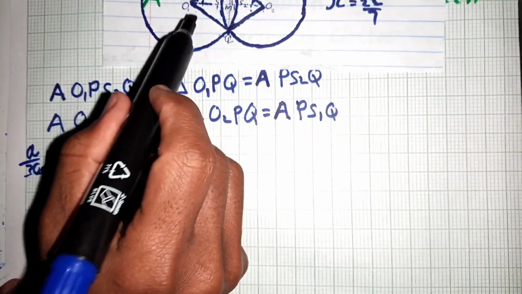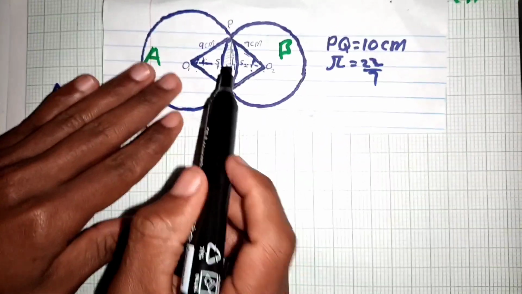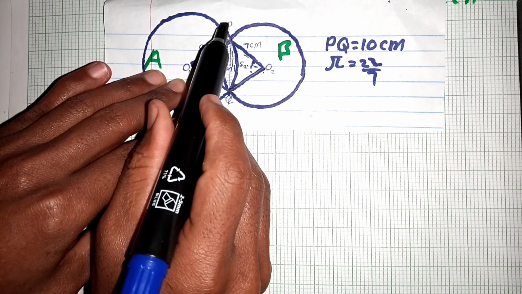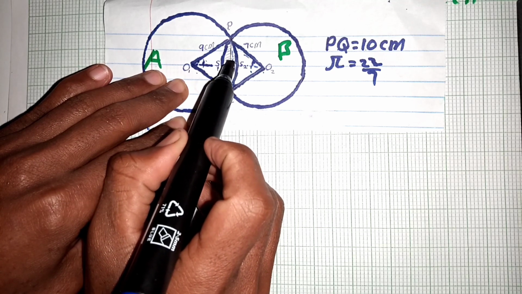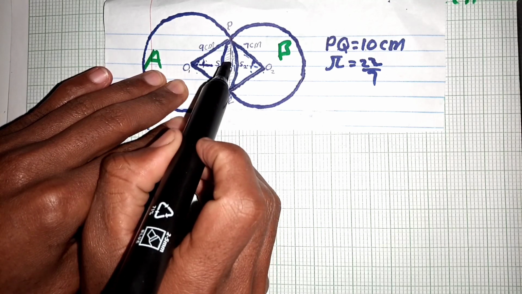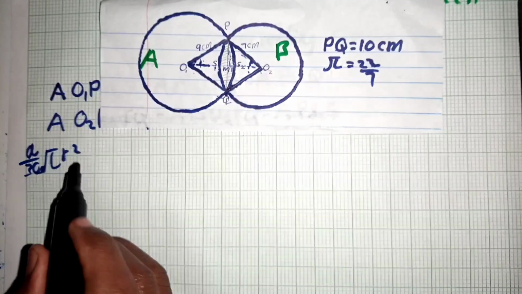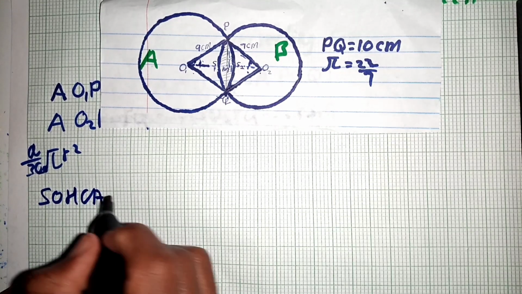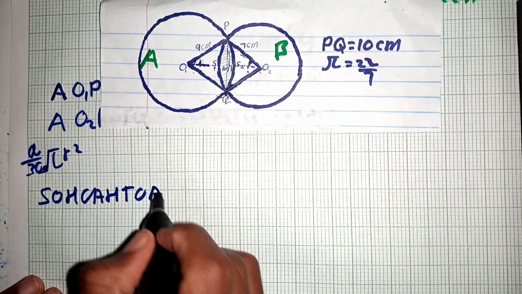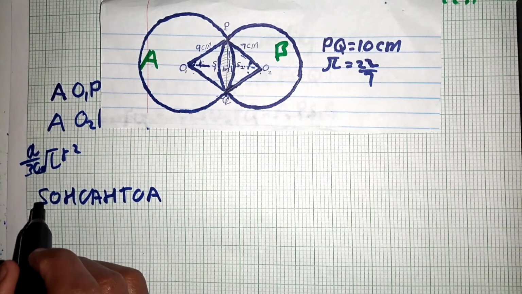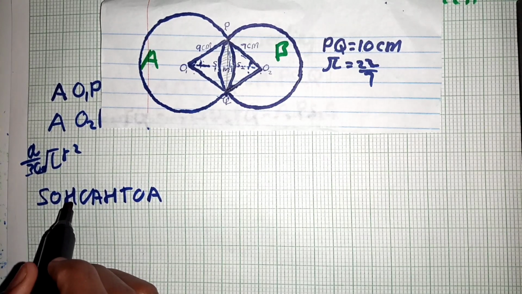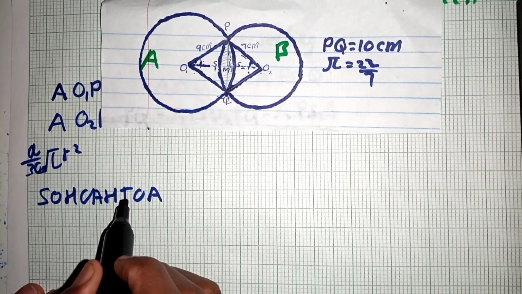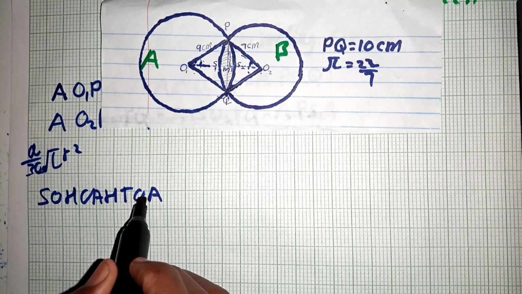So we can use a formula which applies to a right angle triangle. This is a right angle triangle, O1 P M, where M is midway between P and Q. So we can use SOHCAHTOA. Sin theta is equal to opposite over hypotenuse. Cos theta is equal to adjacent over hypotenuse. Tan theta is equal to opposite over adjacent.